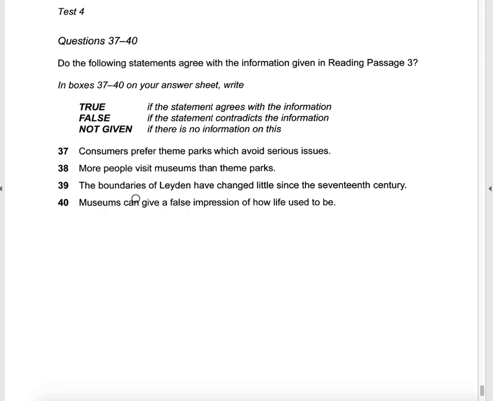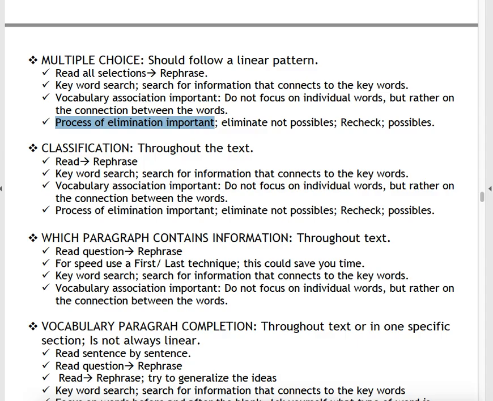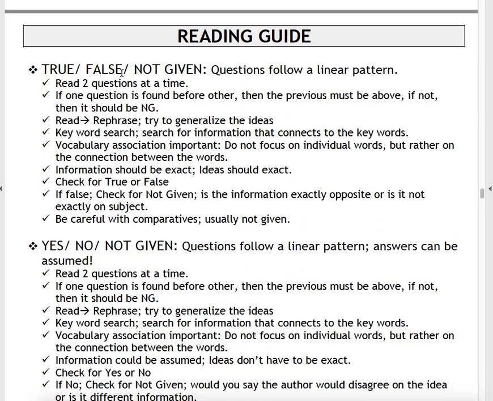And then true, false, not given. Page 59, true, false, not given. Again, linear pattern, so that's good. Read 2 questions at a time. If one question is found before the other, the previous must be above, right? Read, rephrase, generalize the ideas, keyword search, vocabulary association. Information should be exact, ideas should be exact, right? First, we check for true or false. If false, check for not given.